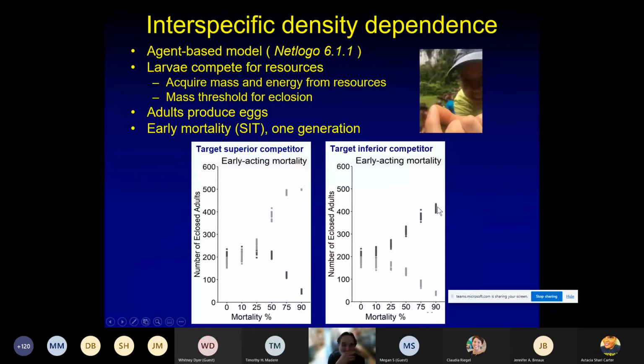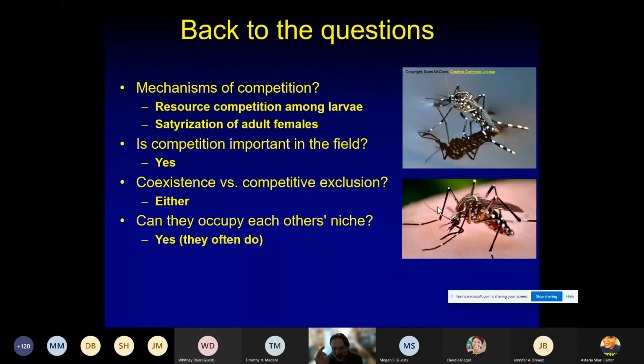So back to the questions that I posed. Mechanisms of competition, there are at least two, among larvae, and reproductive interference acting among adults. These species negatively affect one another. Is competition important in the field? Multiple experiments show that larval competition is important. I didn't have time to talk about it, but field data from Phil's lab suggest that satyrization is important in some field sites too.